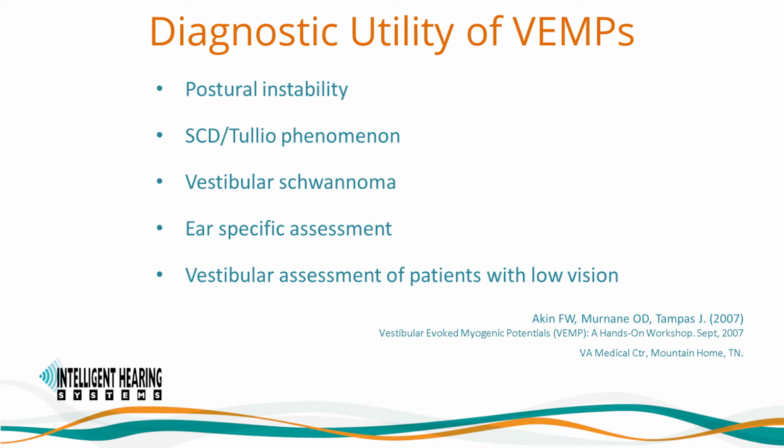Now let's explore the diagnostic utility of VEMPs, which include primarily the following and is used for the diagnosis of both otologic and neurologic disorders. We have postural instability, especially if EMG is normal; superior canal dehiscence or SCD, or Tullio phenomenon, for which you perform the threshold search to look for abnormally large VEMPs at reduced intensity levels; vestibular schwannomas; ear-specific assessment; and vestibular assessment of patients with low vision, where you cannot perform vestibular ocular reflex testing.